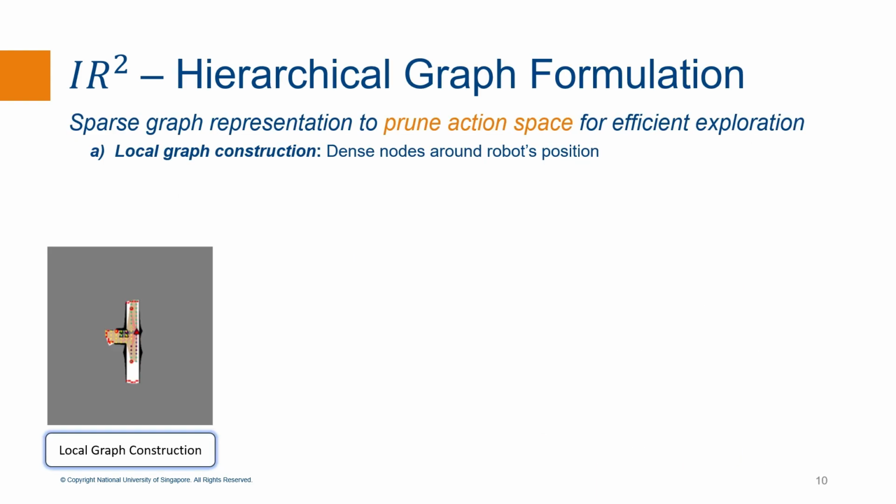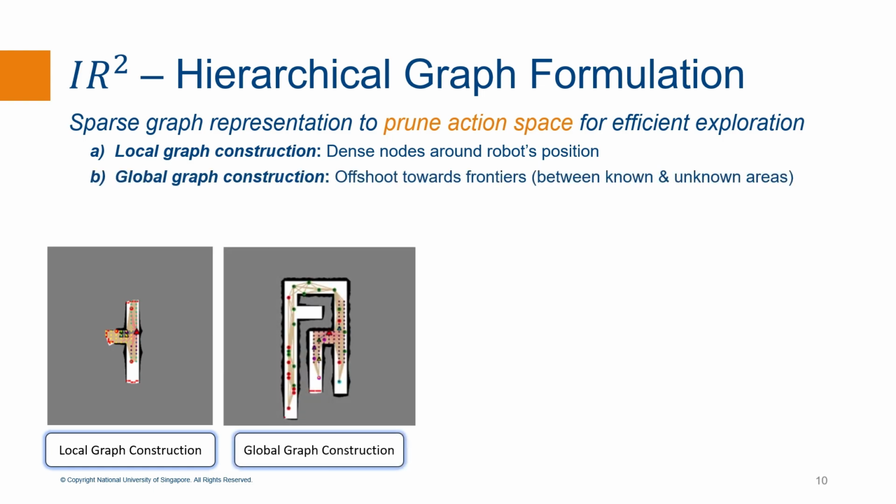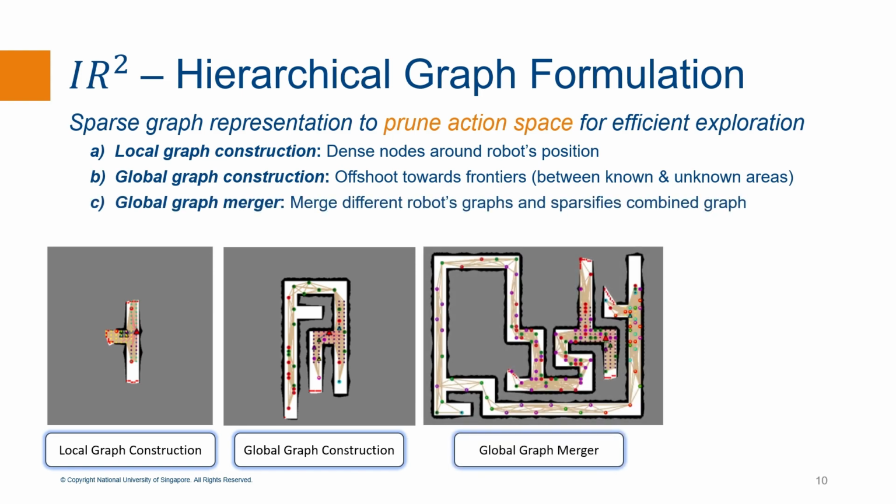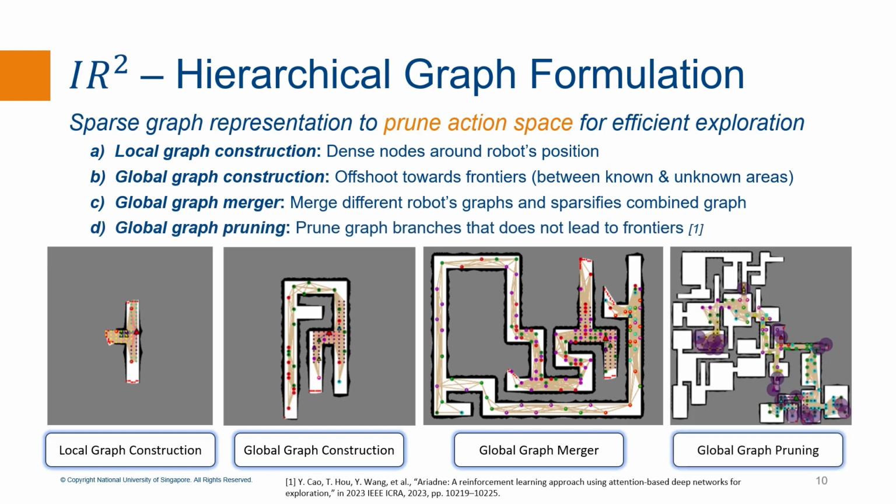The goal of this graph formulation is to obtain a sparse graph representation to prune the action space for efficient exploration. First, we generate a dense graph around the robot's position. Second, we generate a sparse global graph, which provides additional offshoot towards frontiers, also known as the division between known and unknown areas. Third, whenever robots meet, we can merge and combine their graphs, and finally sparsify the combined graph. Last, we prune the uninformative graph branches that does not lead to frontiers.